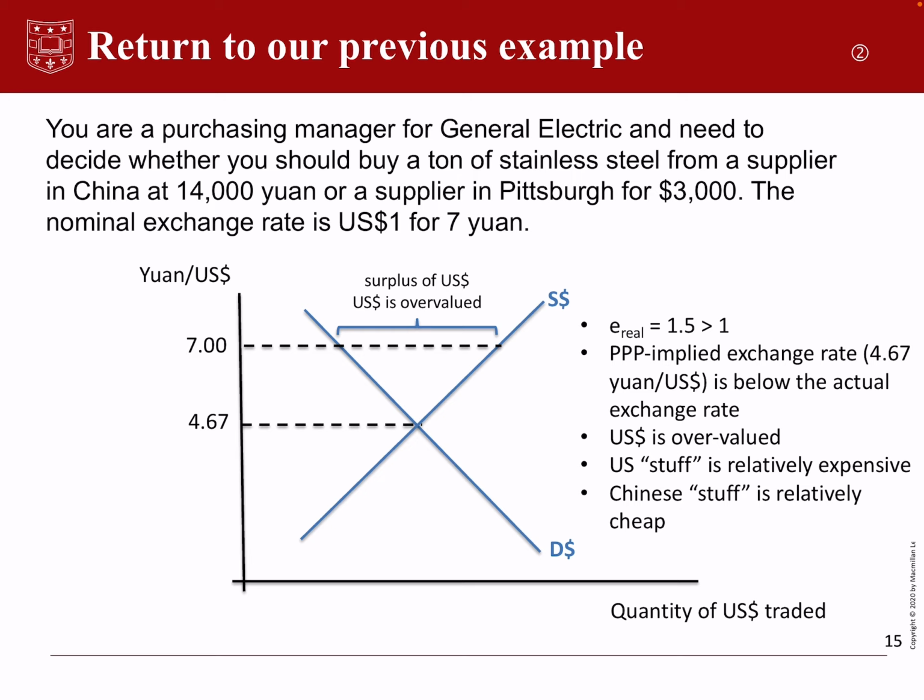So that real exchange rate is bigger than 1, which also tells us that Chinese goods and services are relatively cheap. The purchasing power parity implied exchange rate is below the actual one. So again, we would say the US dollar is overvalued, and US goods and services are relatively expensive compared to Chinese goods and services, which are relatively cheap. These are all equivalent ways of thinking about this phenomenon.